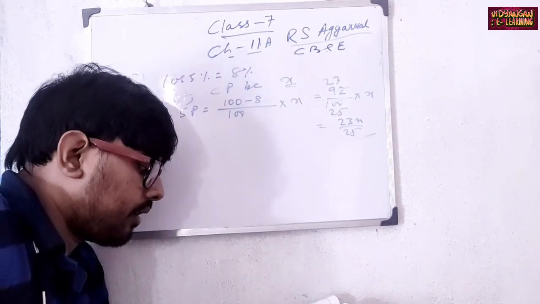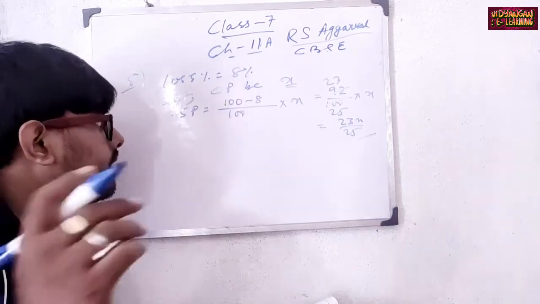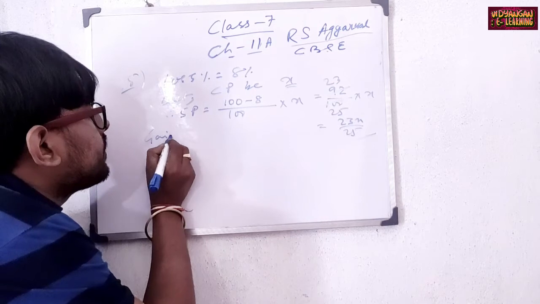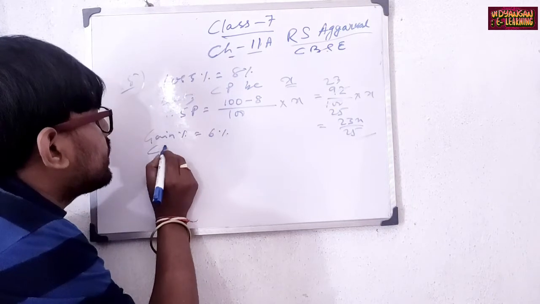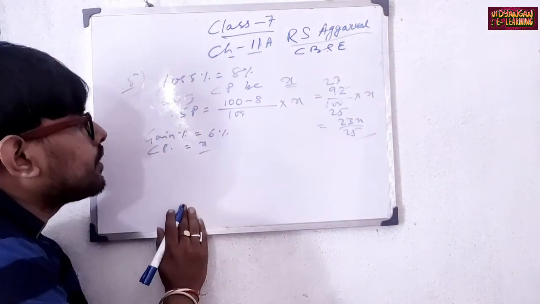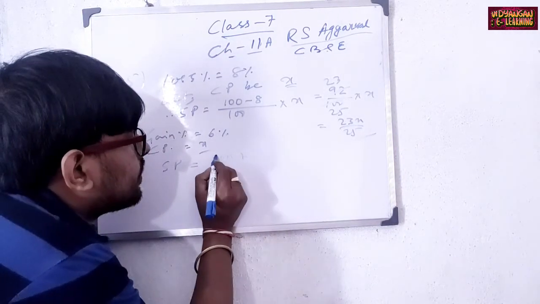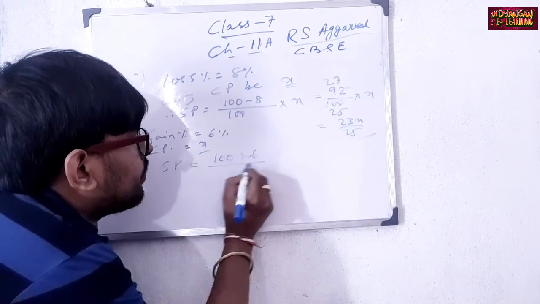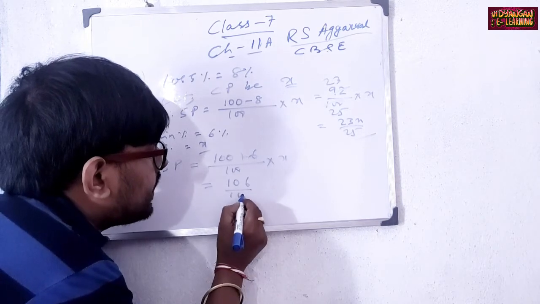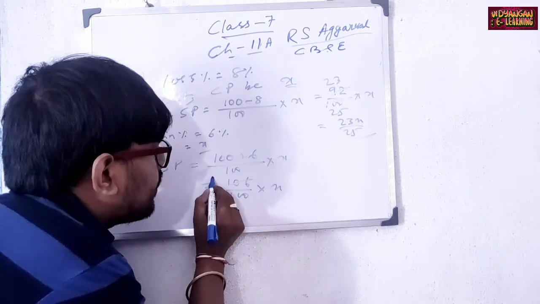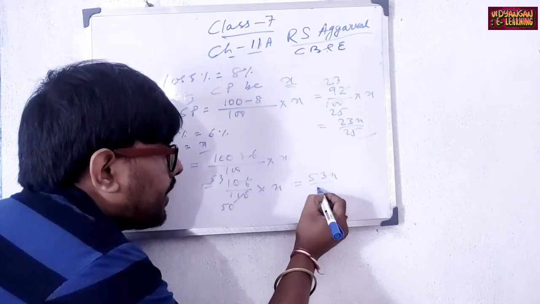Now he wants to gain 6%. So the gain percent is 6%, but we have the cost price, which is x, so the selling price will be 100 plus 6 by 100 into x, that is 106 by 100 into x, and by cancelling it we get 53x by 50.